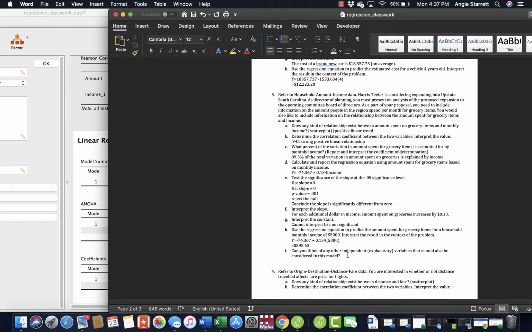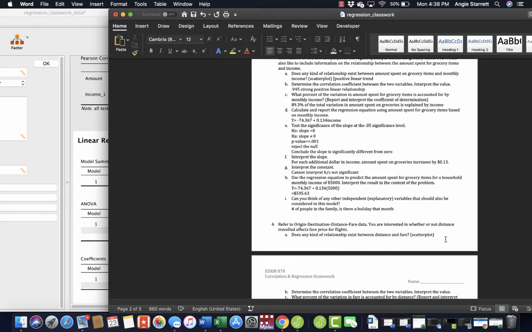Can you think of any other independent or explanatory variables that should also be considered in this model? So this is just a thinking question. What else might explain how much you spend on groceries? How about number of people in the family? Obviously, if you got a bunch of teenagers, you're probably going to have to feed them a whole lot. What else is going to affect how much you spend on groceries? So maybe qualitatively, we could think, is there a holiday that month? So open-ended, there's lots of things we can think of.